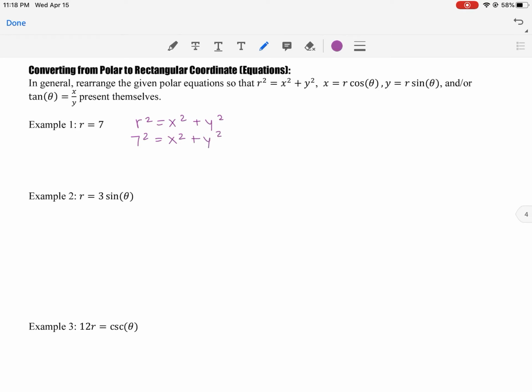And then I've got my polar equation. Usually we don't write that as 7 squared. We'll rewrite it as 49 equals x squared plus y squared. But that's your answer, and you're done. Okay, let's look at the next one.